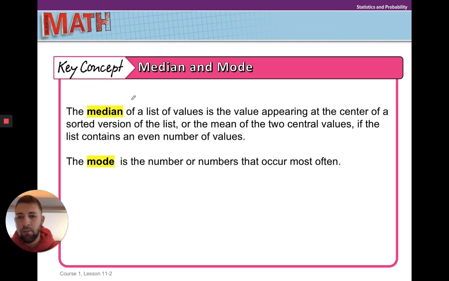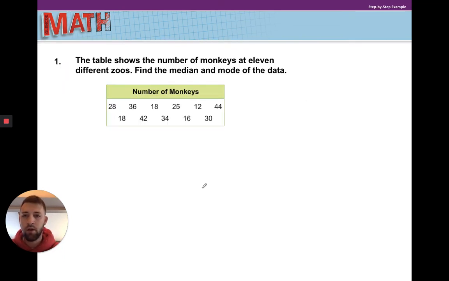Okay, the median of a list of values is the value that appears at the center of the list. Okay, if the list contains an even number of values. All right. The mode is the number or numbers that occur most often. So the median means the center. That's the one that's in the center. The mode is the one that shows up the most in the list. Okay, so we'll talk a little bit about what that looks like.